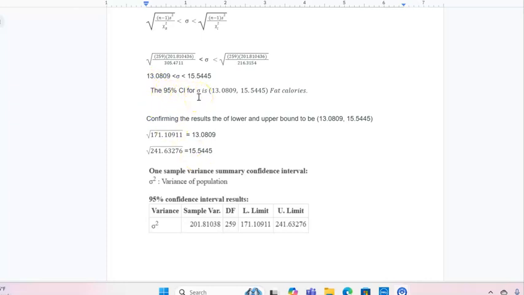Right here is just a sentence stating the 95% confidence interval for the standard deviation is 13.0809, and then the maximum is 15.5445 fat calories.